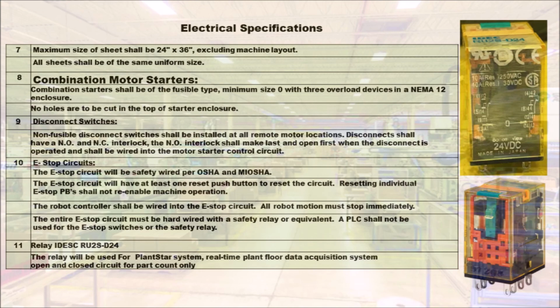The relay IDEC RU2S-D24 will be used for the plant Star system, the real-time plant floor data acquisition system, open and closed circuit for part count only.